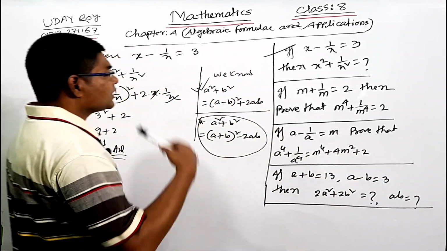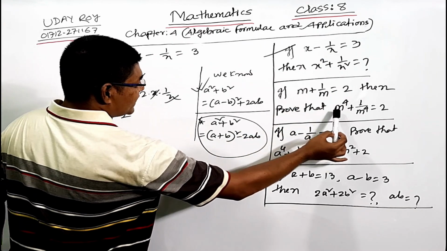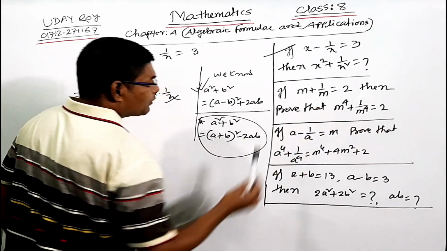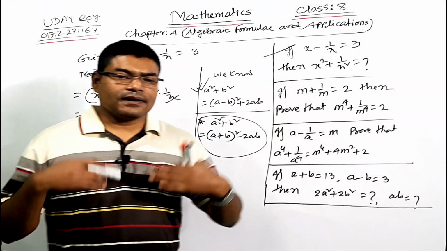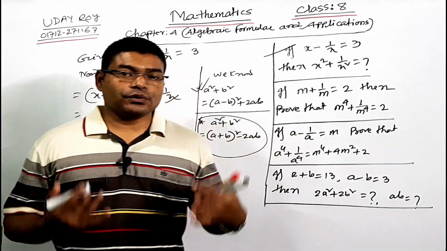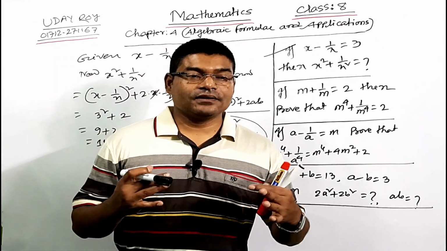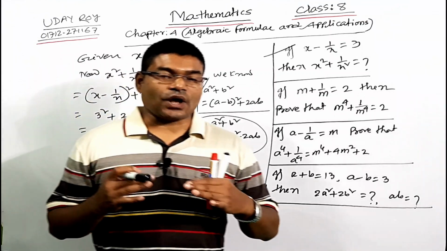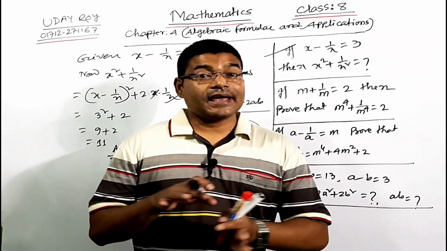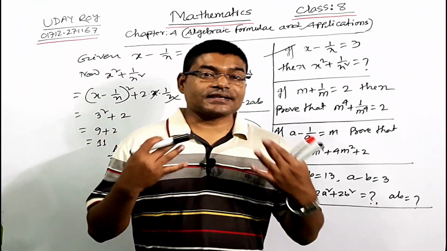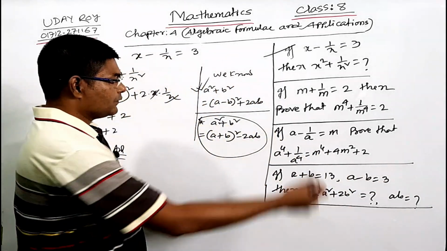Now come back. Now we will do, if m plus 1 by m equal to 2, prove that m to the power 4 plus 1 by m to the power 4 equal to 2. Now we will do these 3 maths. Then in the next lecture we will learn express as a difference of two squares, and we will do the maths of cube by the help of cube rules. A plus b whole cube, a minus b whole cube, and show that and prove that also. So now we will do this.